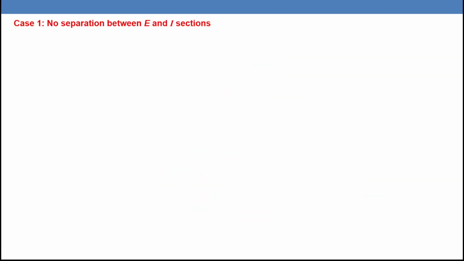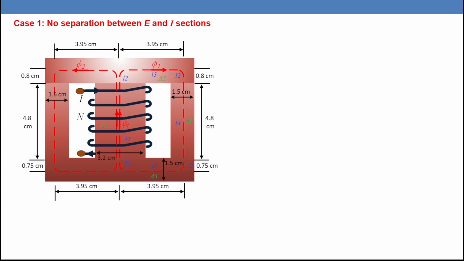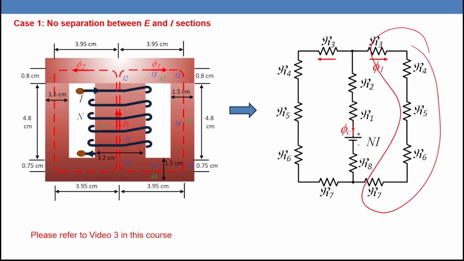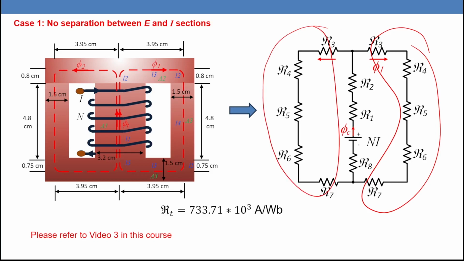Case number 1. No separation between E and I sections. So all the dimensions are in the magnetic circuit, and the electric circuit equivalent to this magnetic circuit is shown here, and we covered that in the previous video. So please refer to video number 3, how to calculate the equivalent reluctance. As you can see here, R3, 4, 5, 6, 7, all of them are in series, in parallel with the other side, and then we are going to add them to 1, 2, and 8. So the equivalent reluctance in this case will be 733.71 10 to the power 3 ampere per Weber.